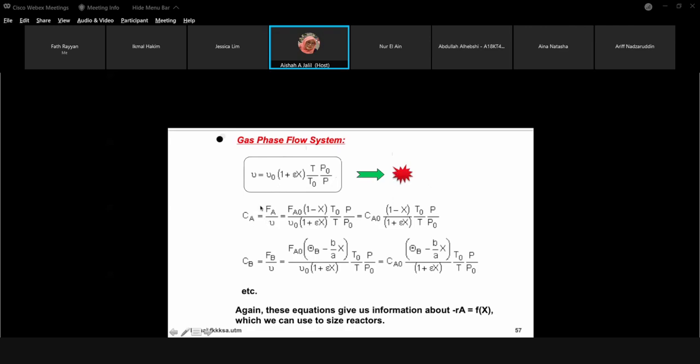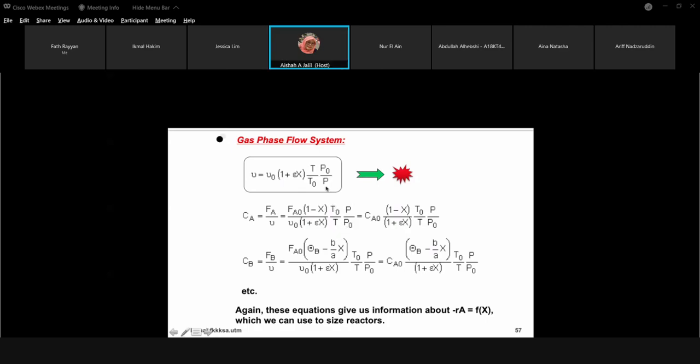For this one also, you have to express CA in terms of X. So C equals FA over V, FA equals FA naught (1 minus X), and V equals this expression. When you replace it here, you get this complicated one. You see V equals this one, you put it here, and it becomes this.